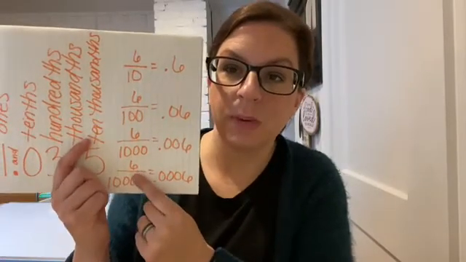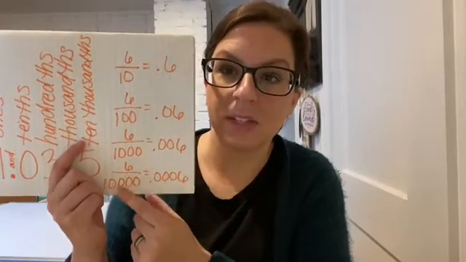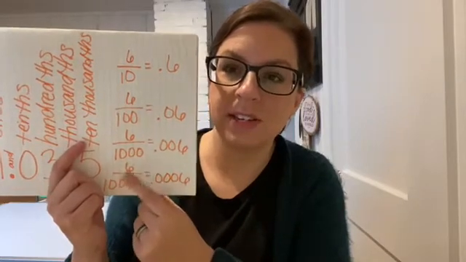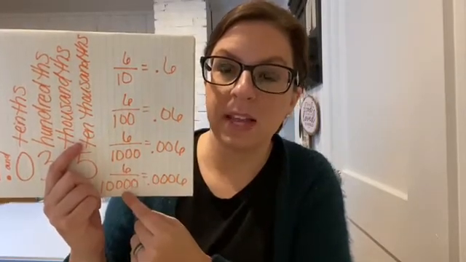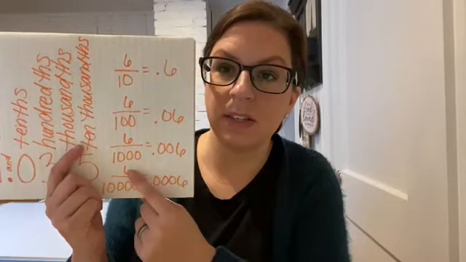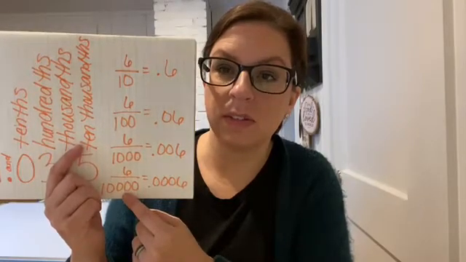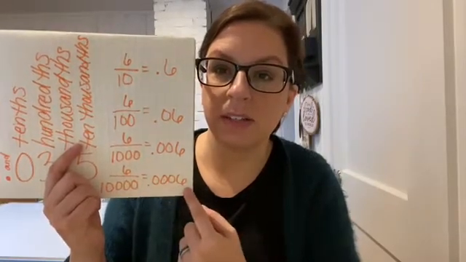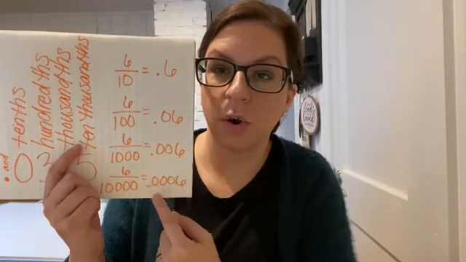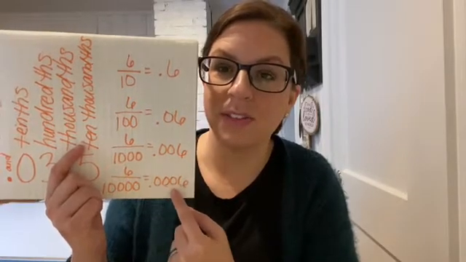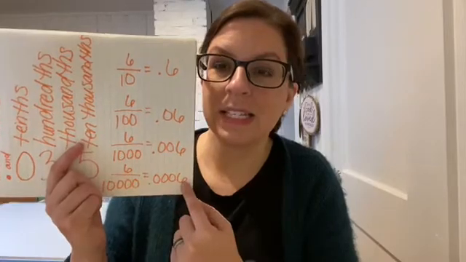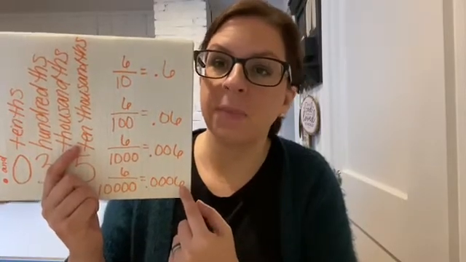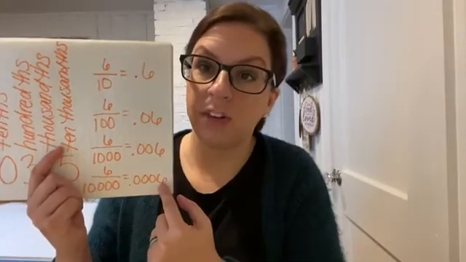And then this last one, 6/10,000ths. 6 over 10,000, 6 divided by 10,000, into 10,000 pieces. There are no tenths, no hundredths, no thousandths, just 6/10,000ths. Okay, I'll also show you another trick.